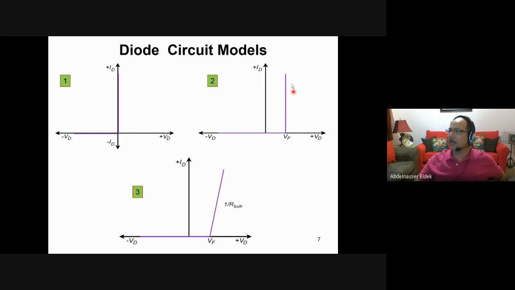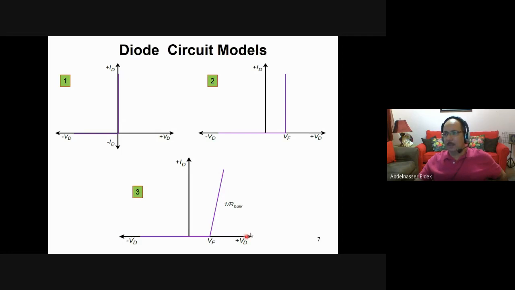In the second model, we assume that we have a voltage VF, and we assume that it is constant, for example 0.7 or so. In the forward bias, the current is 0 until the voltage reaches VF. After that, the voltage across the diode will be this VF, which is 0.7 volt, for example.